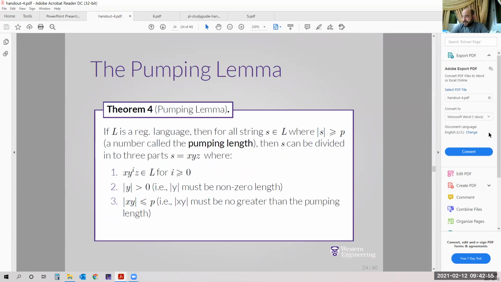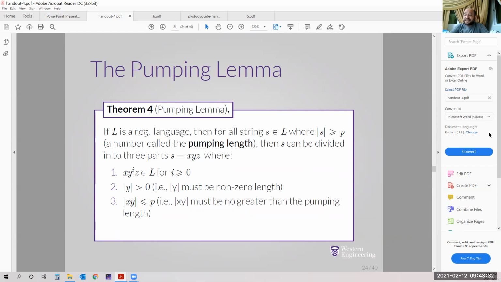If L is a regular language, then for all strings S, or w, or whatever, that belong to L, where the length of S is greater than or equal to a number P, P being a number called the pumping length, then S can be divided into three parts, three partitions. So the string S, we will divide it into three substrings. We call them X, Y, and Z, where X Y to the power i Z belongs to L for all i greater than or equal to 0.